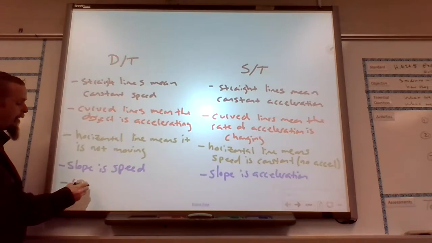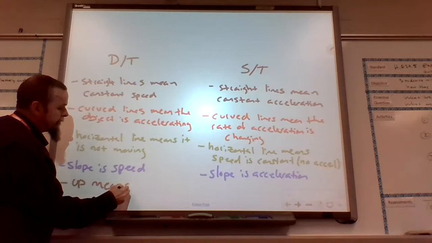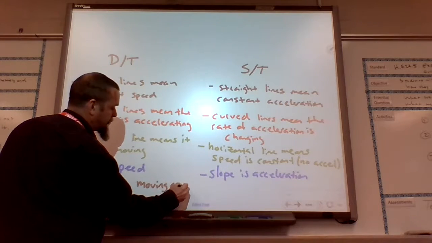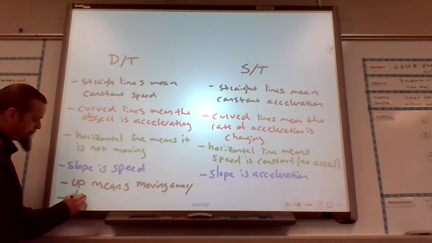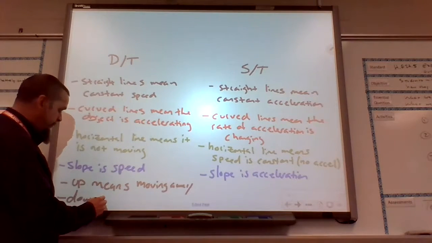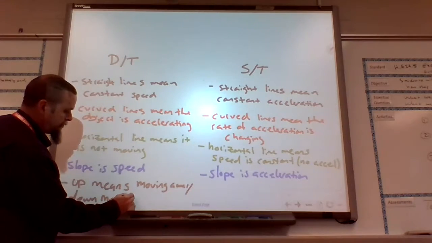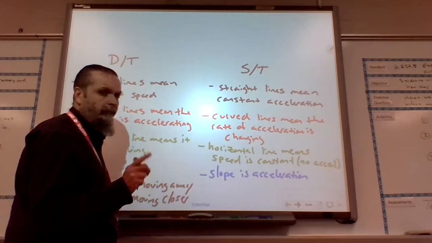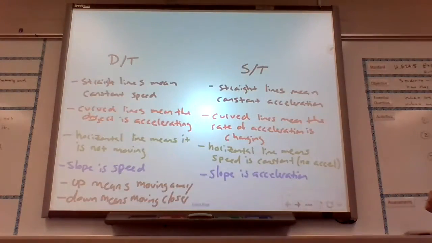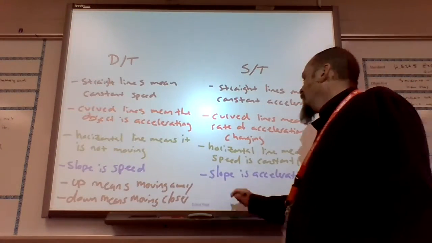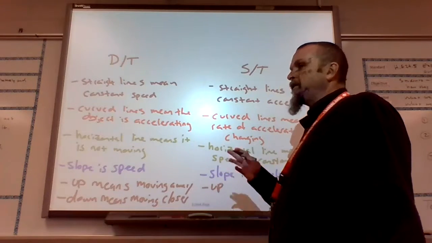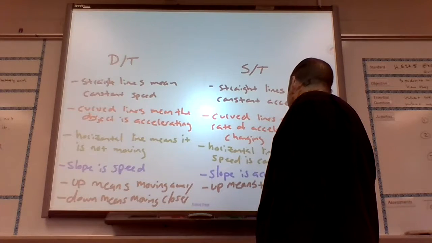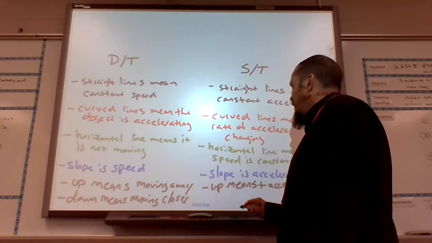On the distance time, up means moving away. Down means moving closer. Can't forget that. Up means moving away, down means moving closer. Over here, up means positive acceleration. Down means negative.